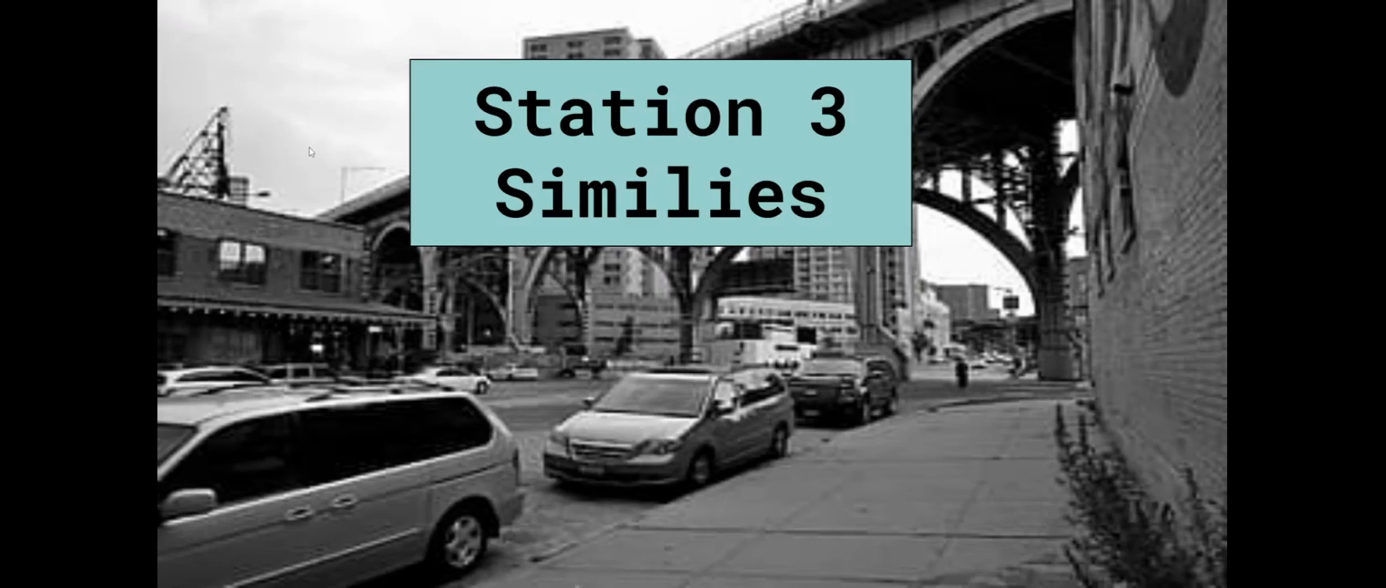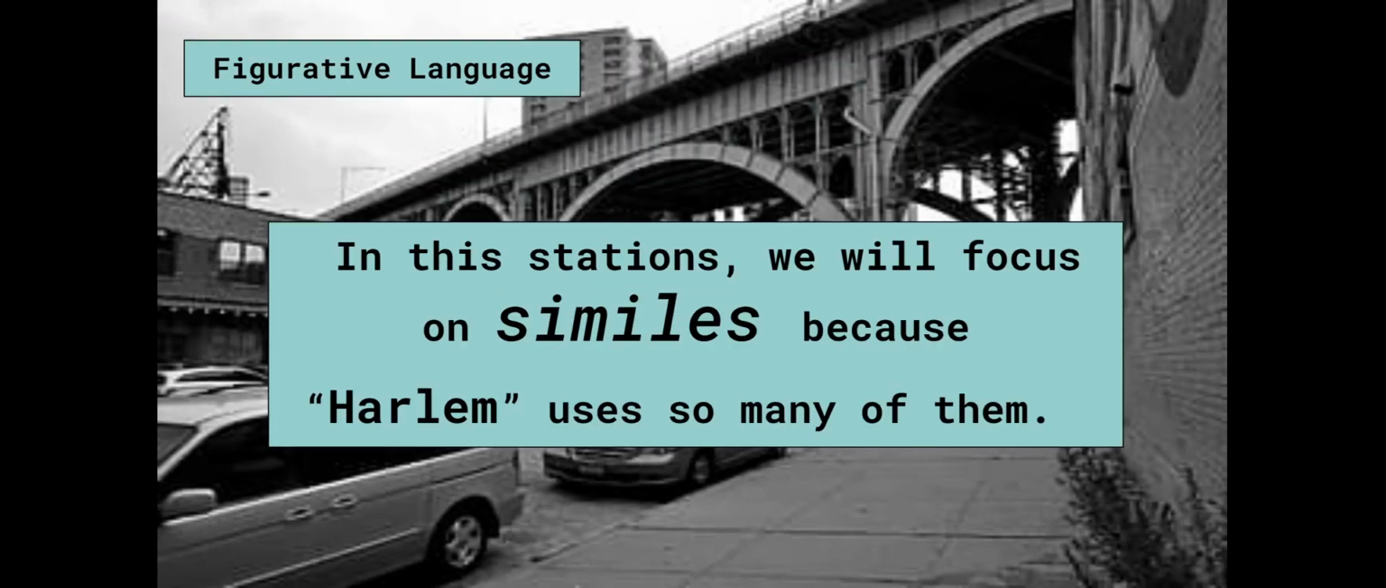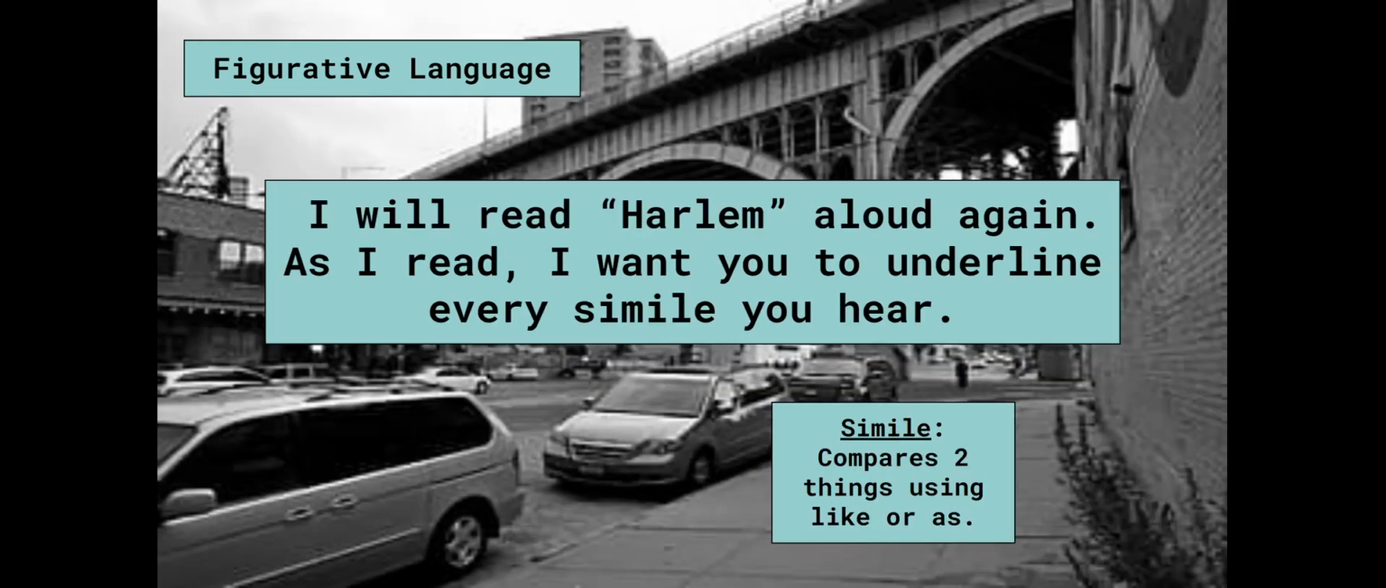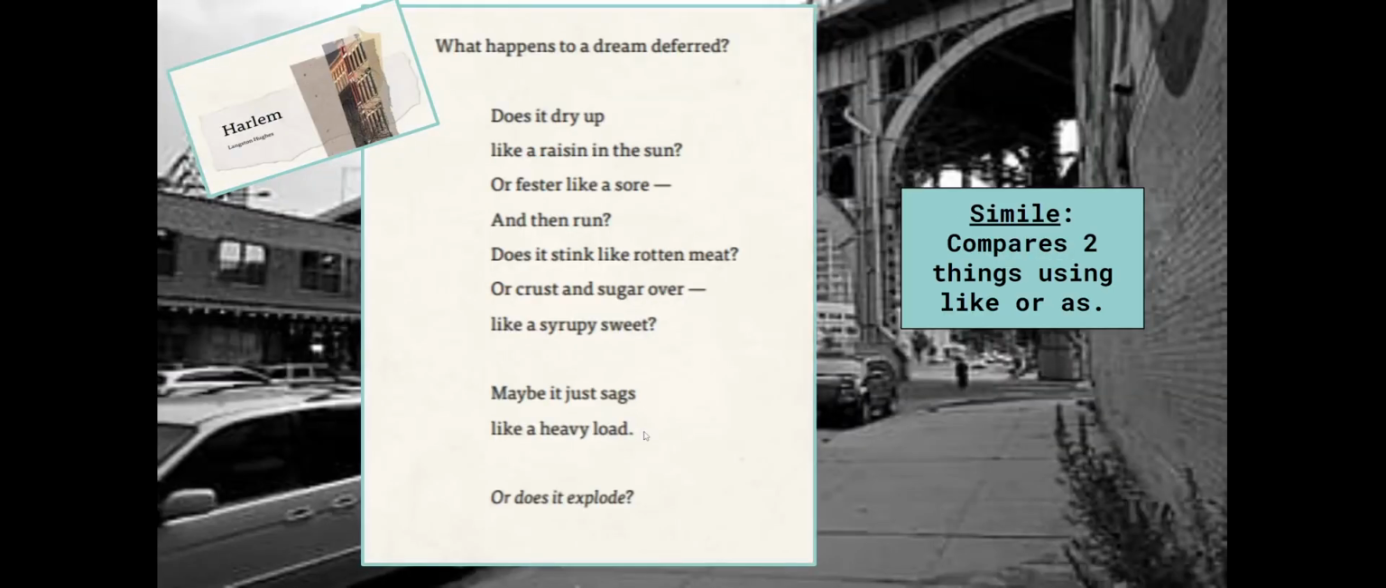All right, for station 3, we're going to take a look at similes. Similes are another example of figurative language, and similes use like or as to compare two different objects. So we're going to take a look at Harlem to help us identify some similes. I will read Harlem out loud to you, and as I read, I want you to underline every simile you hear. And again, a simile compares two things using like or as.